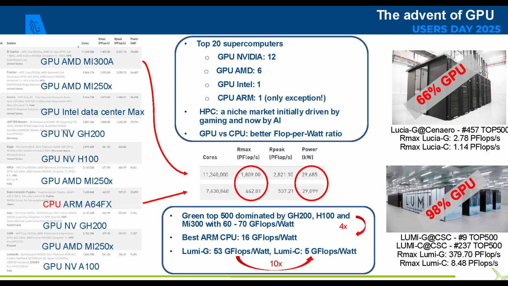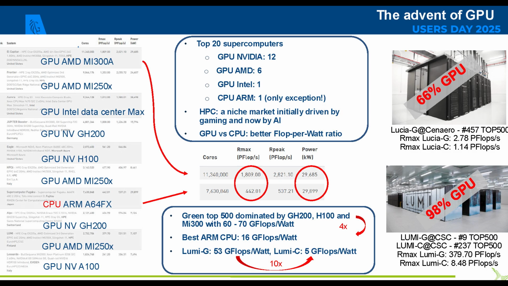So if you look at the best ARM CPU, you get 16 gigaflops per watt, whereas the Green500 gives you like 60 or 70 gigaflops per watt. So there is a factor of 4 between the best GPU and the best CPU. And if you look at LUMI-G compared to LUMI-C, this factor increases even further. You have a 10x between the two.